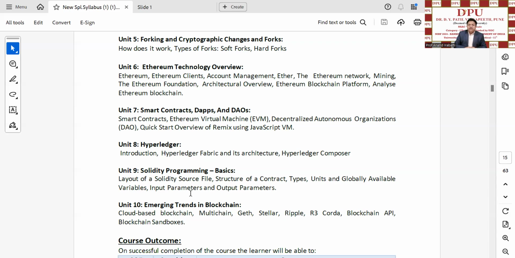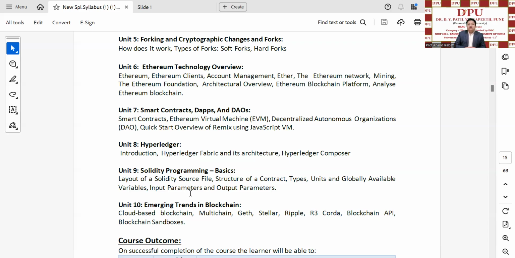We are going to understand the variables, the types, the local variable, the global variable, the input parameters, and the output parameters as well. So overall, we are going to learn about the basics of the Solidity programming language in unit number 9, so that we are able to develop smart contracts that could be executed on the Remix environment.